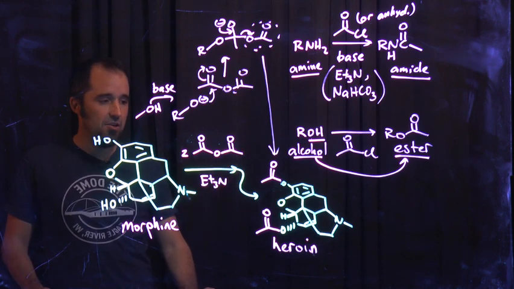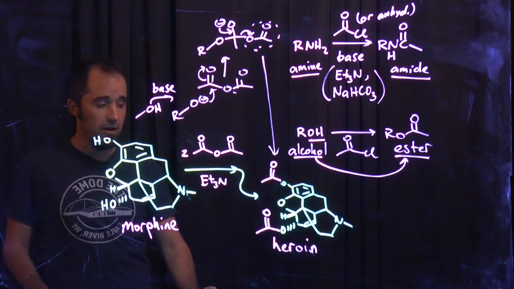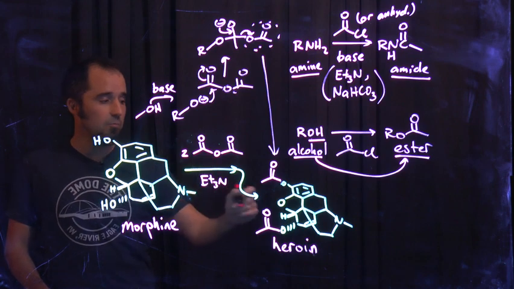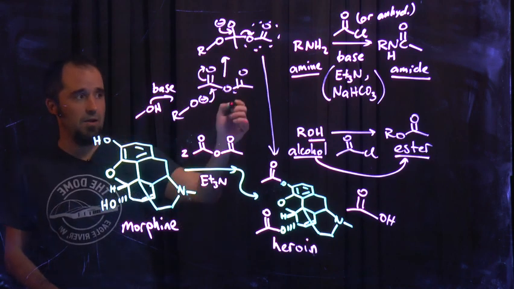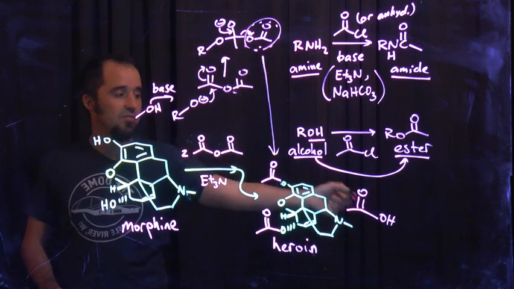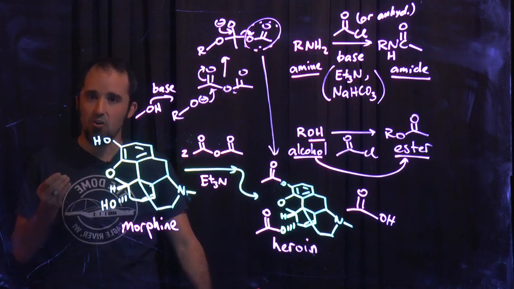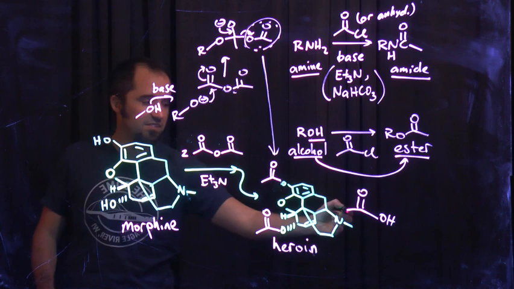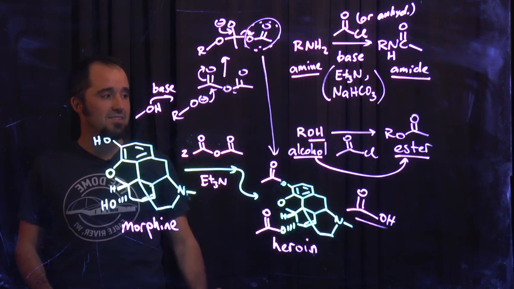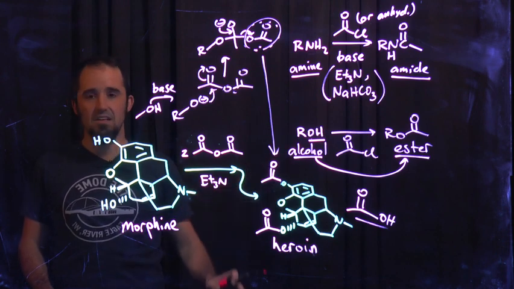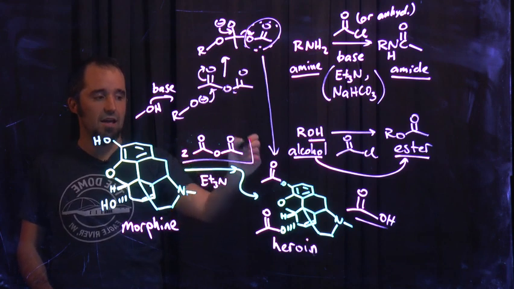So as they lay out in your textbook, what drug-sniffing dogs are trained to smell isn't heroin. It's the little bit of acetic acid that is the byproduct of this reaction, right? When this leaving group leaves, it leaves as acetate. And so what we're smelling for is a little bit of vinegar, right? So vinegar is acetic acid. So again, we talked about amines into amides. We can also turn alcohols into esters with either an acid chloride or an anhydride.